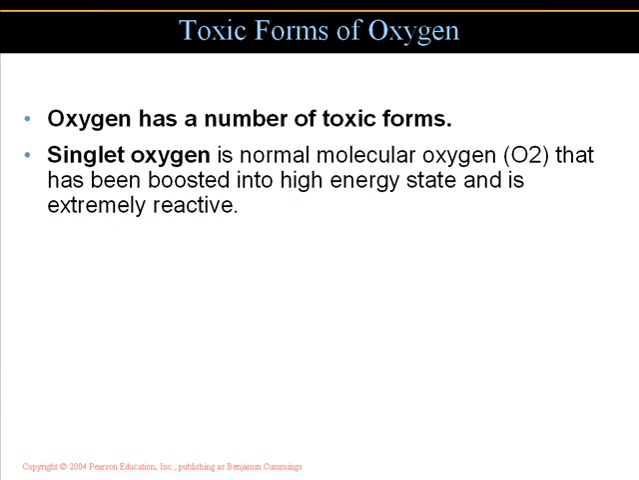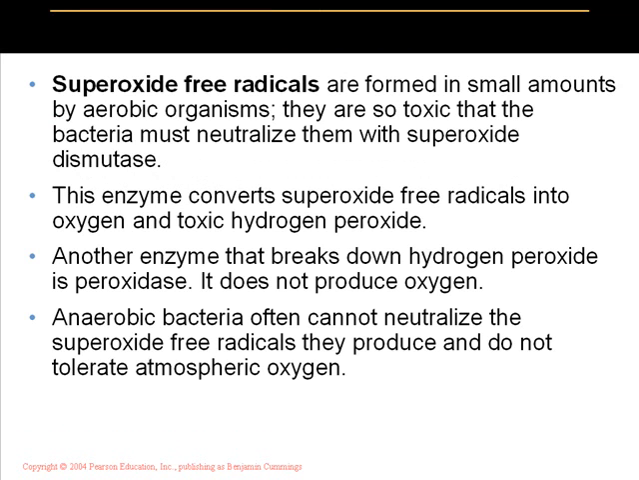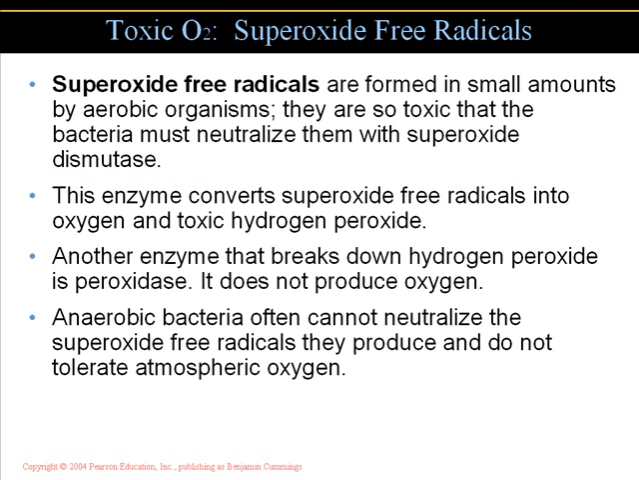Now, oxygen can come in toxic forms. Even though we breathe oxygen, there are some forms of oxygen that can be quite toxic. Oxygen can exist as singlet oxygen, a normal molecule of O2 that's been boosted to a high energy state and is extremely reactive. Superoxide free radicals are formed from small amounts of aerobic organisms, and they are so toxic that bacteria must neutralize them with an enzyme. The enzyme is superoxide dismutase. This particular type of enzyme can neutralize these superoxides.